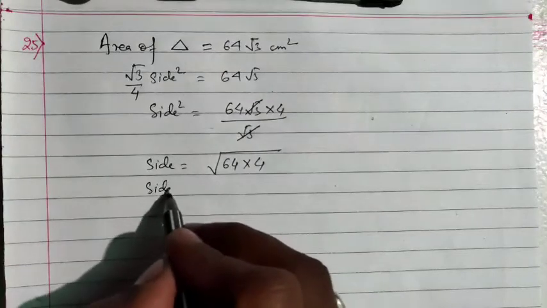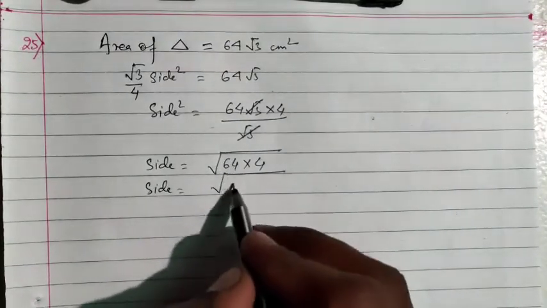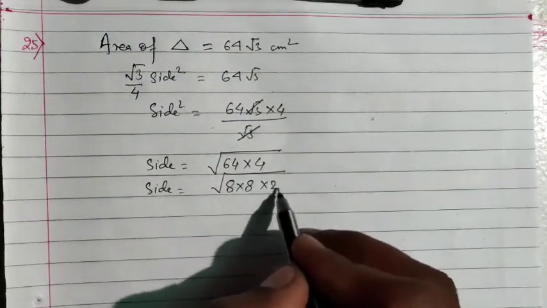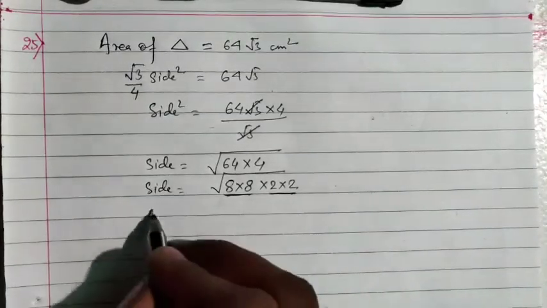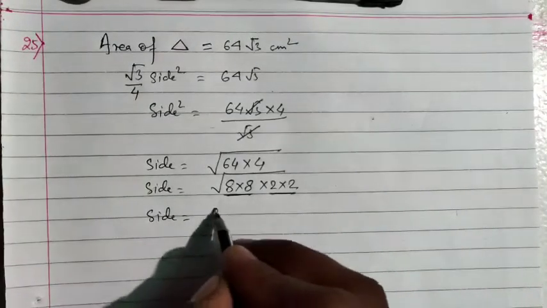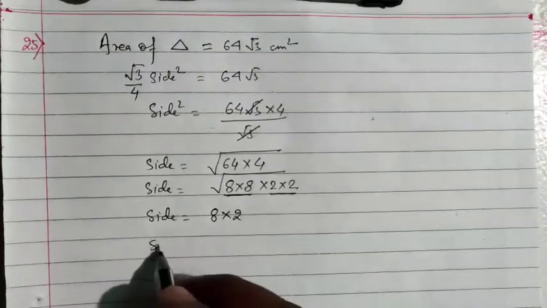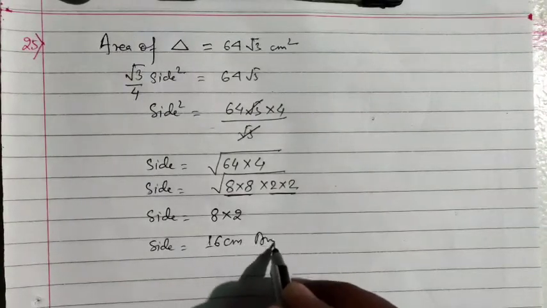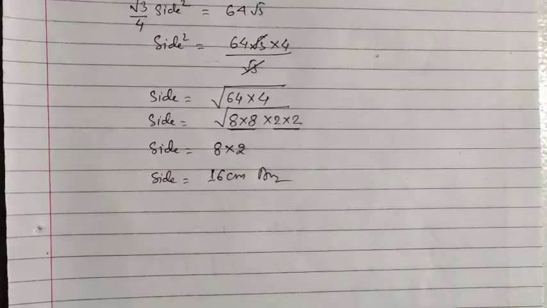Now we have to calculate the root. We have to factorize it to make pairs. For this 64 we can write 8 8s are 64. For this 4 we can write 2 2s are 4. Here we can see that two pairs have been made. Therefore the side of the equilateral triangle will be, for this pair 1 8, for this pair 1 2, 8 2s are 16. The side of the equilateral triangle will be 16 centimeter. Hope that this question is also clear to you all.